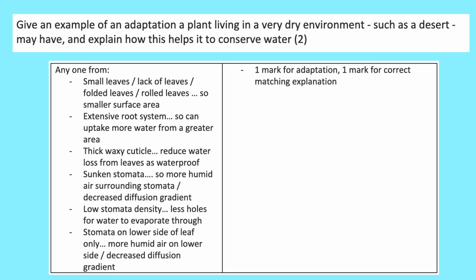You can have a low stomata density, so that means that there's less stomata, and so there's less holes for the water to evaporate through. You can also have stomata on the lower side of the leaf only. This means that it's more humid, and it also means that they're generally slightly colder on the lower side of the leaf as they're not in the sun. This therefore means that there's a decreased diffusion gradient, and it also means that water is less likely to evaporate because it's cooler and shadier.